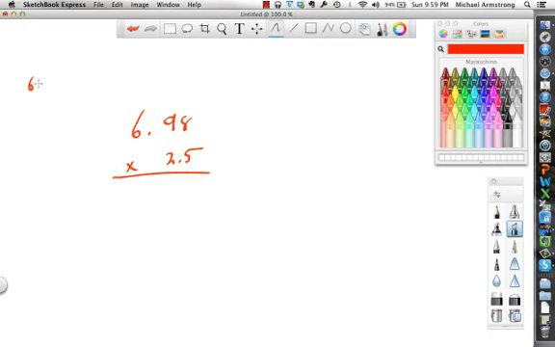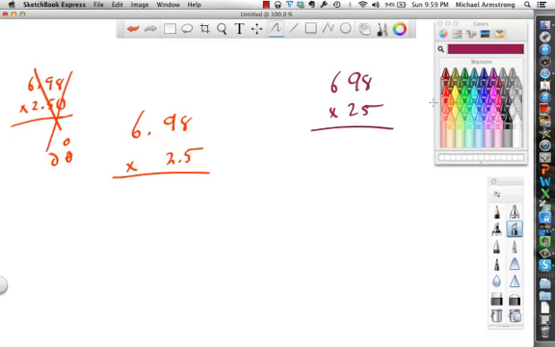It doesn't work very well to go 6.98 times 2.50. It works okay, but then you have 3 places and you have to add the 0 in the second line, and then you have to have 2 zeros in the third line, and it gets complicated. So we just take the decimals out and we just go ahead and multiply 698 times 25. And we just go right through it.